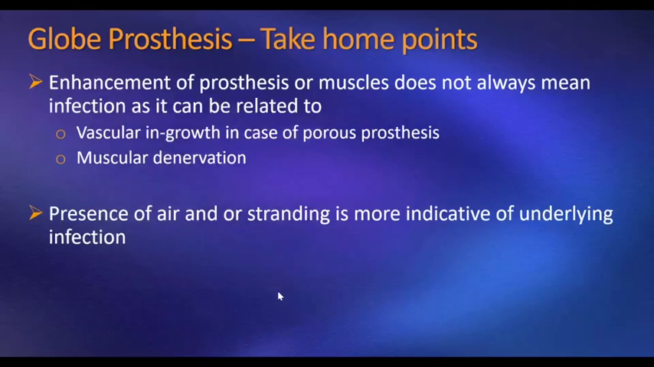So what are the take-home points? Enhancement of the prosthesis or muscles does not always mean that infection is present, as this could be related to vascular ingrowth. In the case of a porous prosthesis, you look for periprosthetic inflammatory changes or air pockets to determine if superimposed infection is present, and muscular denervation can mimic myositis, and clinical distinction is the key finding here.